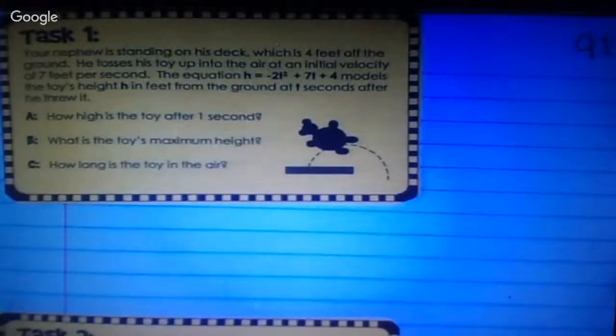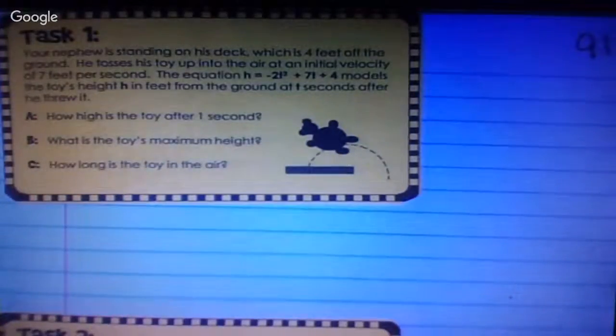Okay, task card 1 says, your nephew is standing on his deck, which is 4 feet off the ground. He tosses his toy up in the air at an initial velocity of 7 feet per second. The equation h equals negative 2t squared plus 7t plus 4 models the toy's height in feet from the ground at t seconds after he threw it.